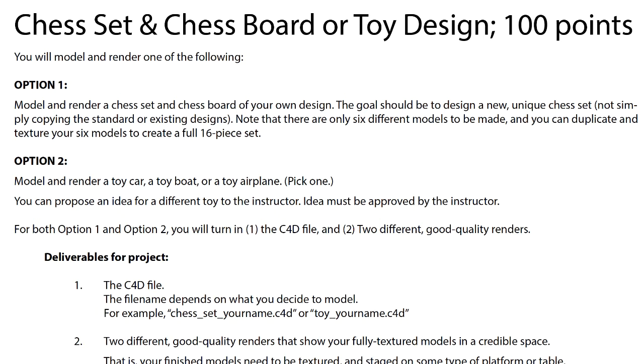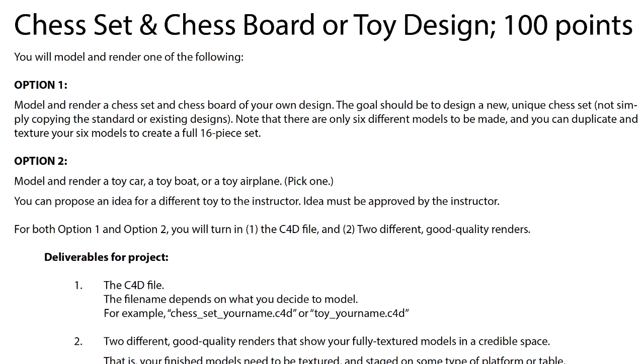Option two, if you don't want to do the chess set and chessboard, you can model and render a toy car, a toy boat, or a toy airplane. Or if you have a different idea for a toy, you're not thrilled with toy car, toy boat, or toy airplane, you can pitch me an idea. Just send me an email and give me your idea for what kind of toy you want to design, and if I approve it, you can go forward. So, any idea, don't just go off on your own. Let me know first what you want to do, and we'll talk about it.